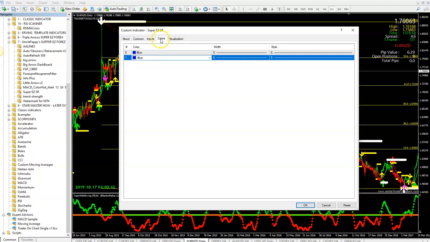All right, so this is the monthly. So you change the color to blue, and the width. To be honest, we're probably gonna leave it at 0. Let's check.